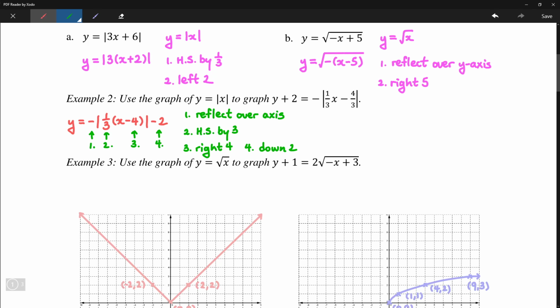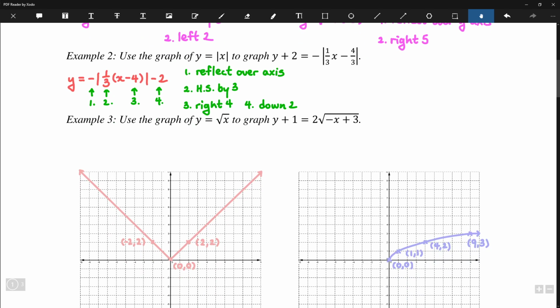One way to graph the transformed graph, or the image, is to start with some points that we know. So let's say, for example, -2, 2, and just transform the points through each of the 4 transformations. The first transformation, reflect over the x-axis.